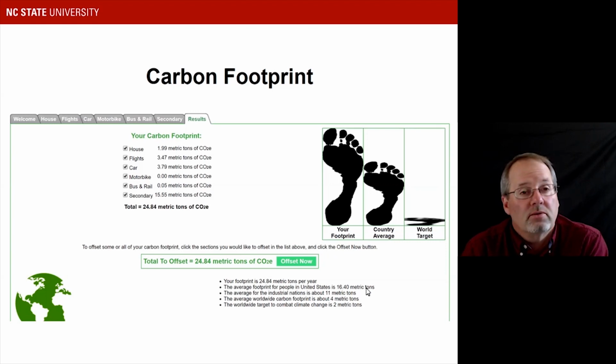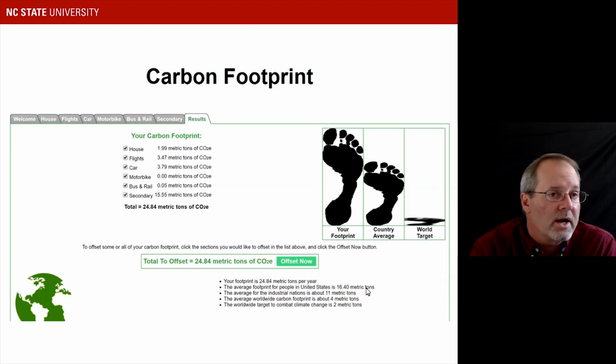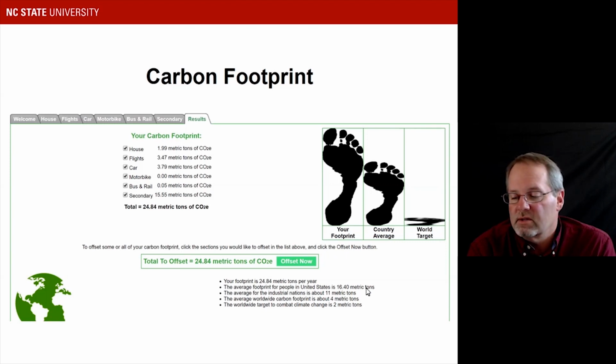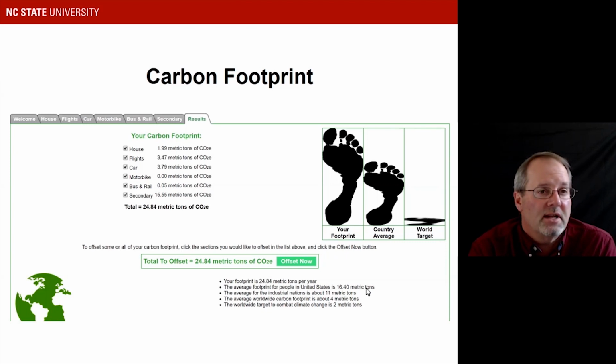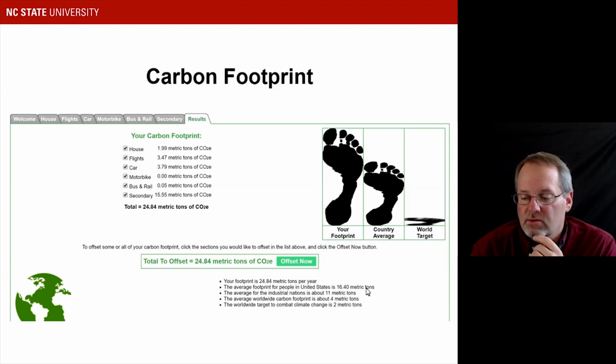And then you can see that the other category is what's called secondary processes. Those would include things like, what is the food I eat? What are the clothes that I buy and wear? What are some of the entertainment activities that I do? It's kind of a catch-all for all the other activities that I participate in. And you can see that those are very large, okay?